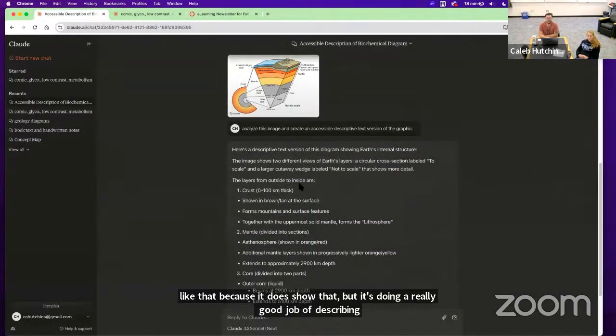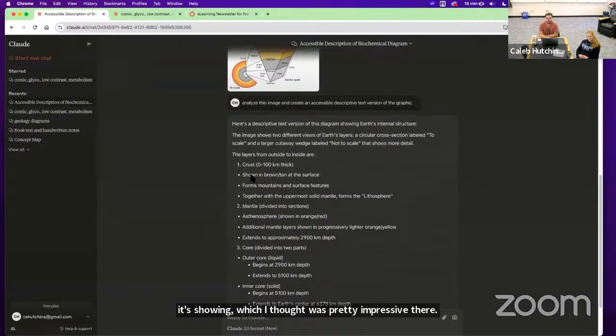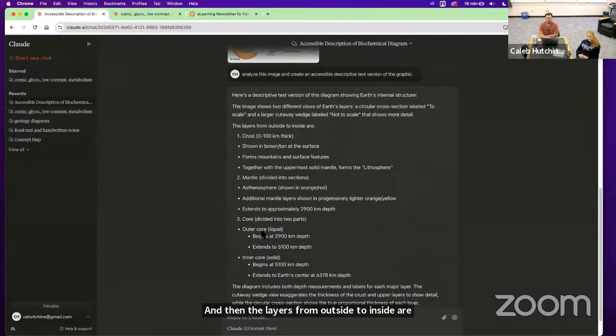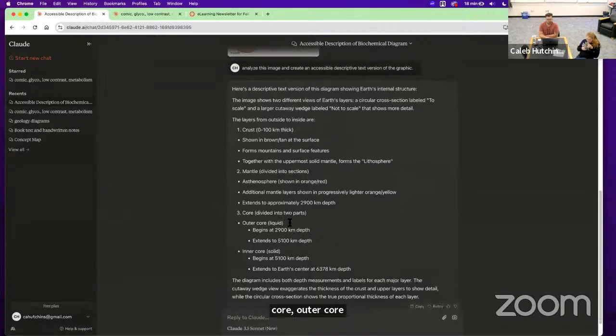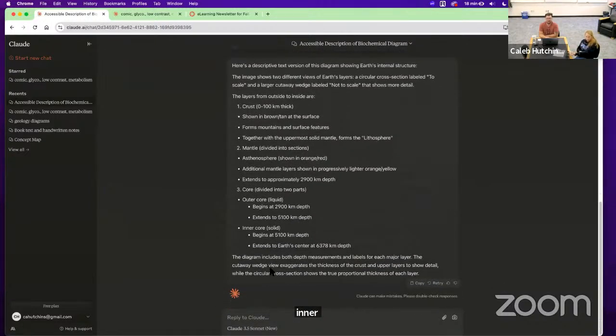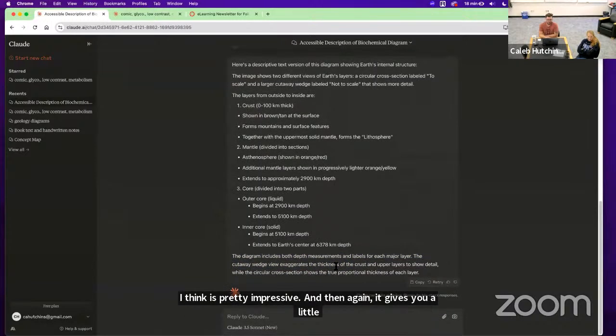And then the layers from outside to inside are crust, and then it gives details, mantle, core, outer core, inner core. It says core is divided into two parts, which I think is pretty impressive. And then again, it gives you a little descriptor at the end that may or may not be helpful.